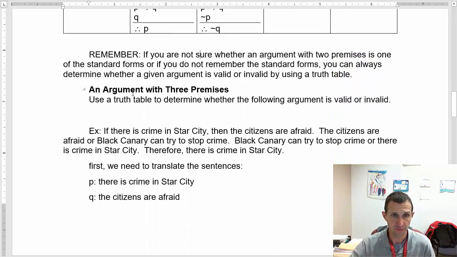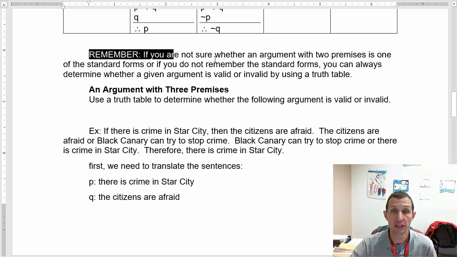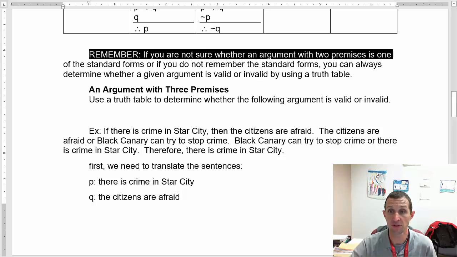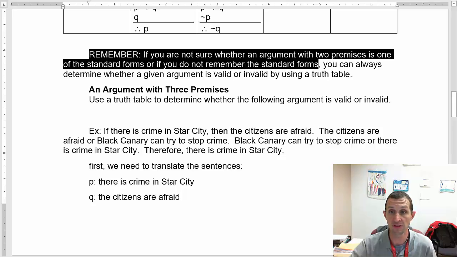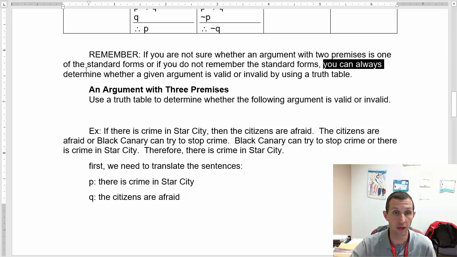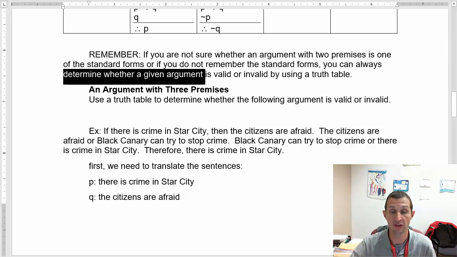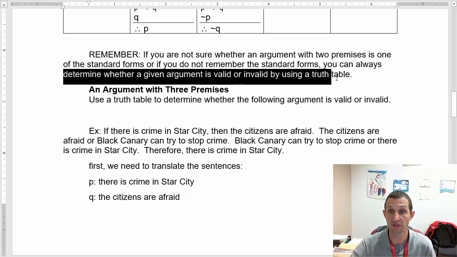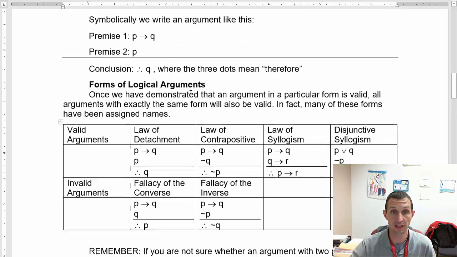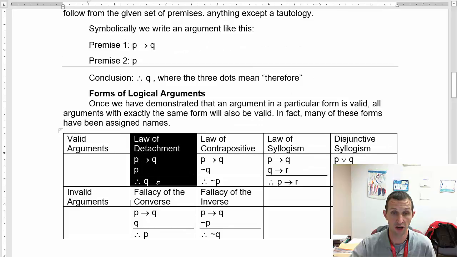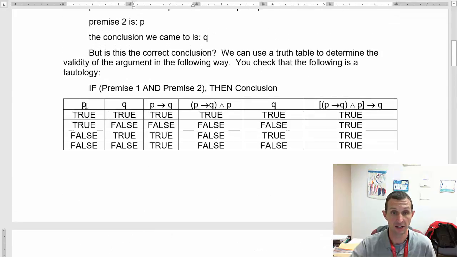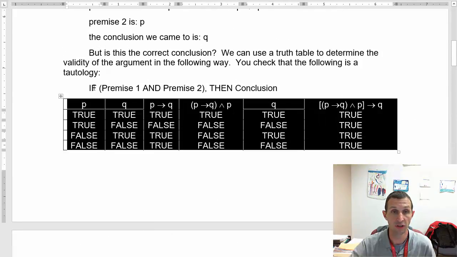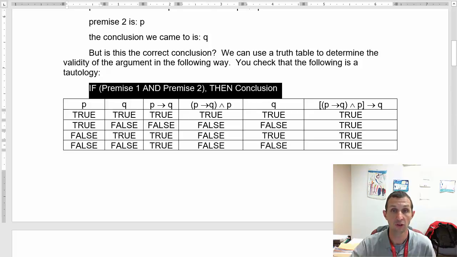Okay. So remember, if you're not sure whether an argument with 2 premises is one of the standard forms, or if you do not remember the standard forms, you can always determine whether a given argument is valid or invalid by using a truth table. And that was what I did to prove the law of detachment. I actually created a truth table using this requirement for the argument.